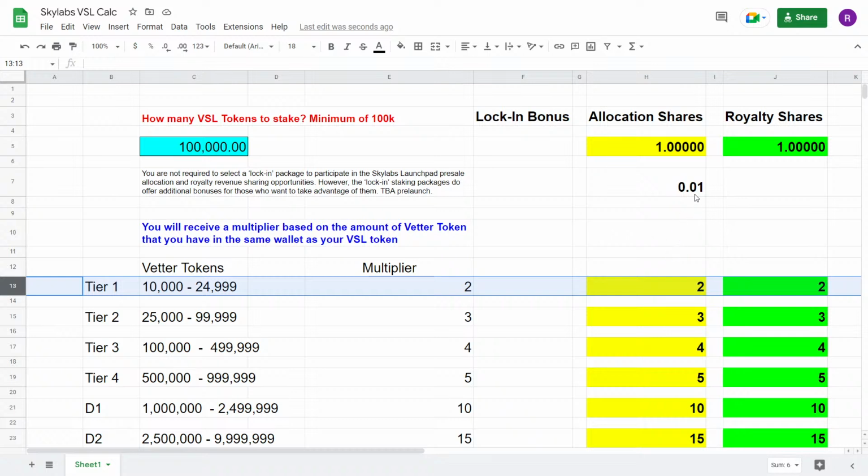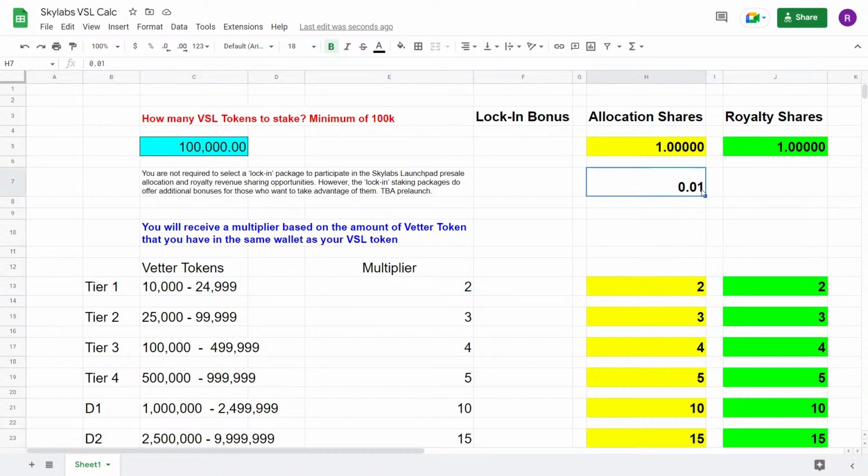Now, royalty shares, we could say the same thing. With allocation shares, it could be 0.01, it could be 0.1, it could be 1. It doesn't really matter at this point. It just means that you get a multiplier on that amount, if that makes sense. With royalty shares, we could do the same thing. We could say that a royalty share could be $1, or let's call it a penny. Let's just do the same thing, a penny. And so when you stake 100,000 VSL, you now get 1 royalty share.